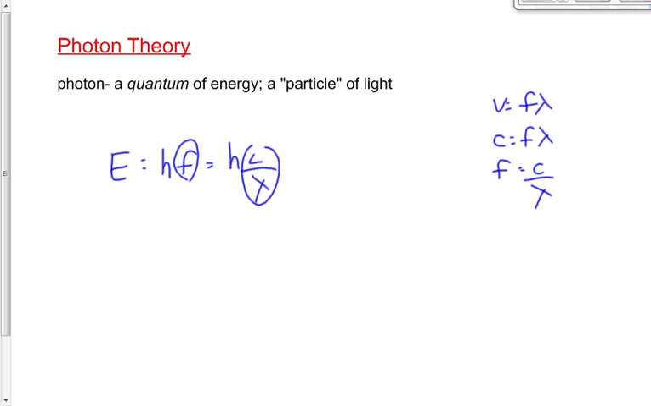That leaves us with one kind of mini mystery here. What's h? What does h stand for? H is a constant that we call Planck's constant.